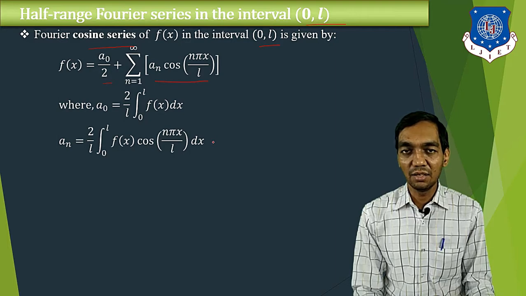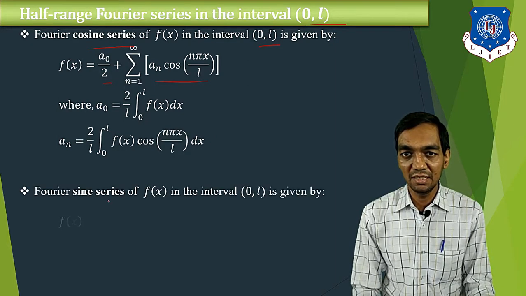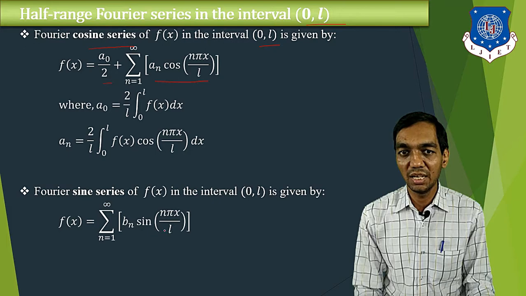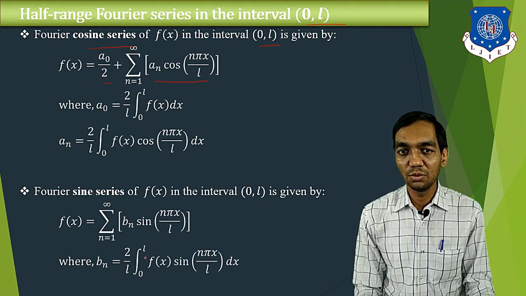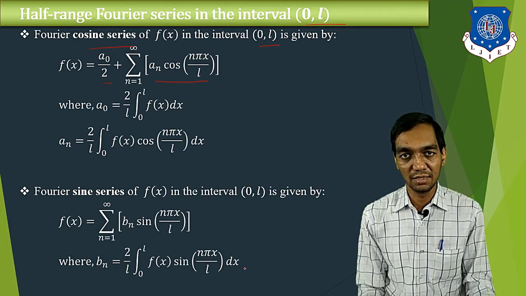We have two types of series, sine and cosine. If you go with a sine series on the same interval, then it is given by f(x) = sigma n running from 1 to infinity of bn sin(n pi x/L), where bn is given by 2/L integral 0 to L f(x) sin(n pi x/L) dx.